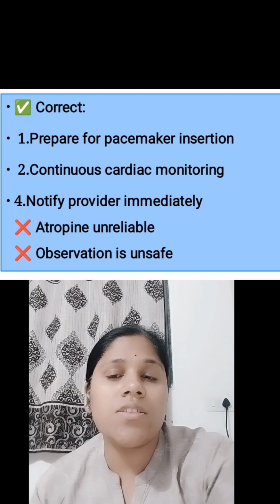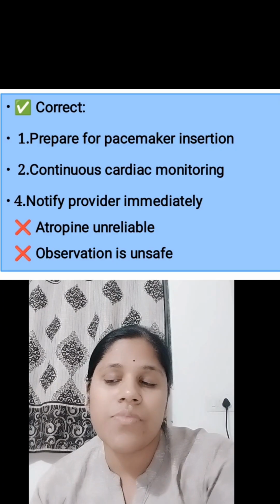So next one, atropine is unreliable in Mobitz type 2 second degree heart block, and observation is not a correct option because we need to act immediately. It is an unsafe option.